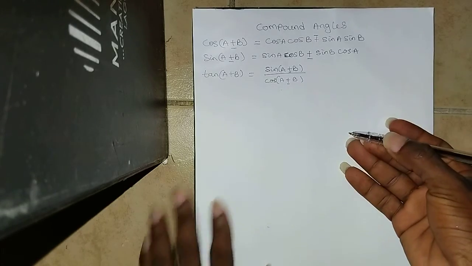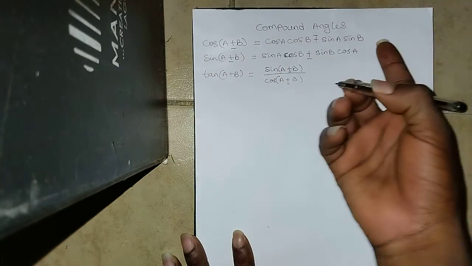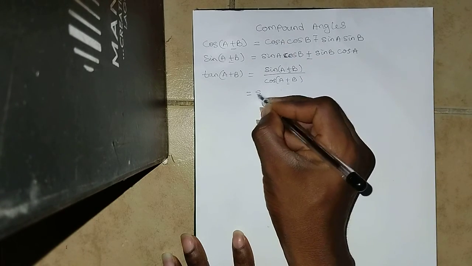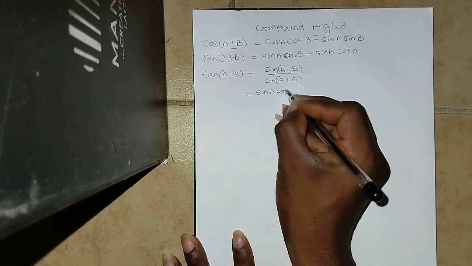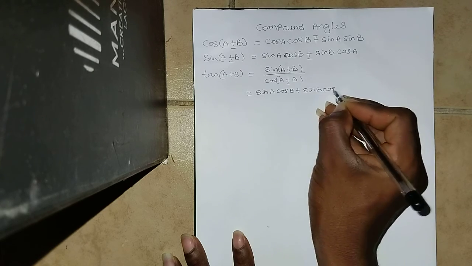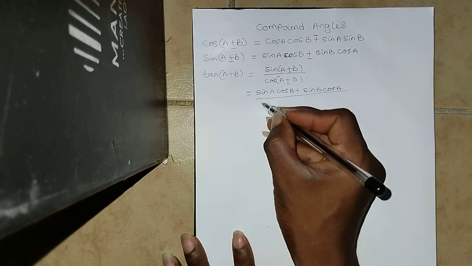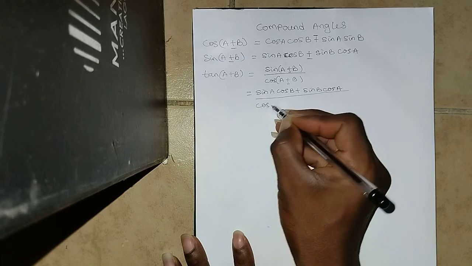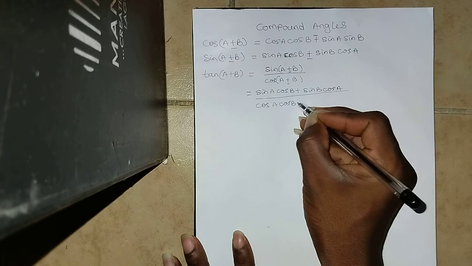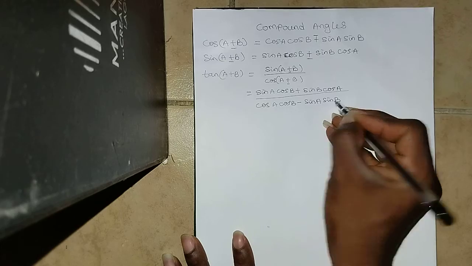So we want to solve using this. But I already know what my sine(A + B) is, and this is what my cos(A + B) is. So let me just input it by writing sine(A + B) is what? Sine A cos B plus sine B cos A, all over, if I take this as plus, cos A cos B minus sine A sine B.